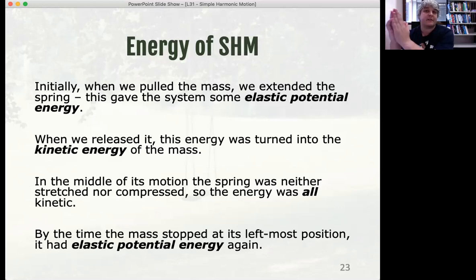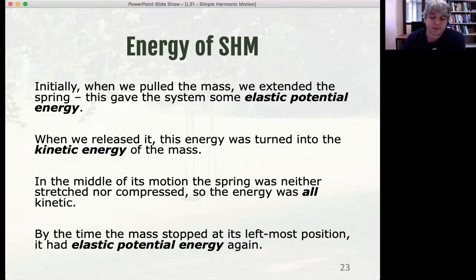You start with maximum elastic potential energy, you get to full kinetic energy and no elastic potential, and then here you get back to maximum elastic potential and no kinetic again, and then you repeat the same thing. So you're actually going through two energy oscillations for one physical oscillation.